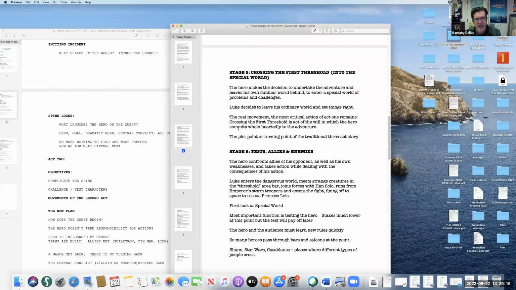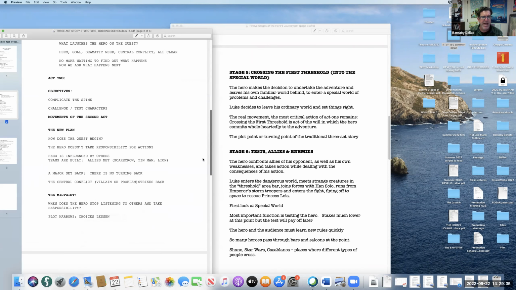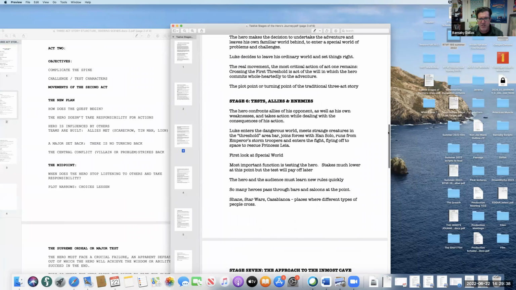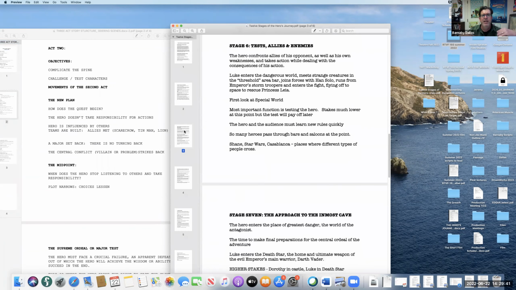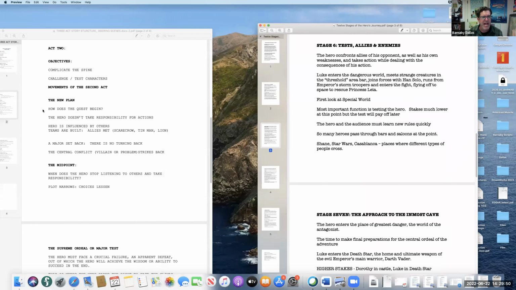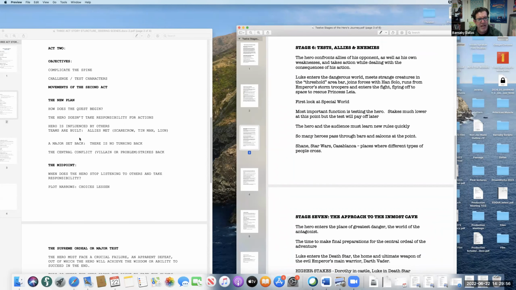And you can say this is the critical action: crossing the first threshold is an act of will in which the hero commits wholeheartedly to the adventure. It's called the plot point or turning point in the traditional three-act story, literally. So stage 5 is the end of Act 1 and Act 2. And Act 2, as we talked about two classes ago, is the heart of the story. It's the part of the story where your hero changes, where the plan is, the new plan, and your hero is naive, does not take responsibility for his quest, influenced by others.